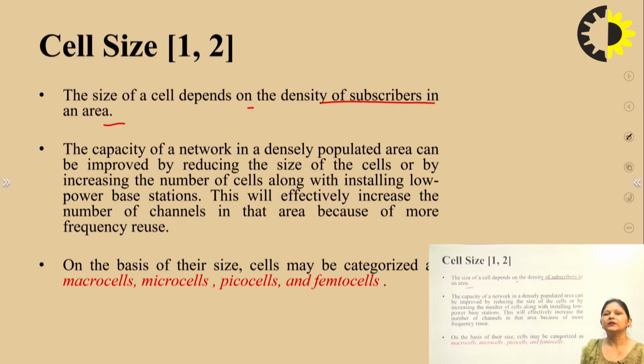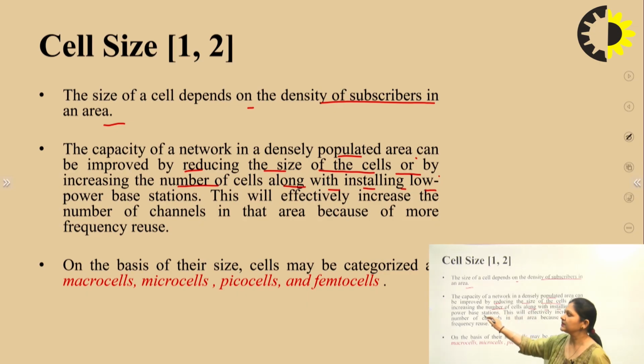But if the density of people is less, then we can have a larger cell with a single base station antenna. The capacity of a network in a densely populated area can be provided by reducing the size of the cells or increasing the number of cells along with installing low power base stations. Here we are talking about the same thing. This will effectively increase the number of channels in that area because of more frequency reuse.